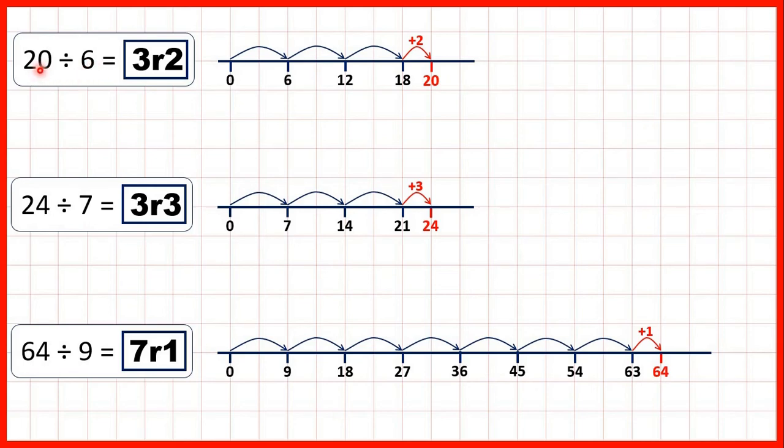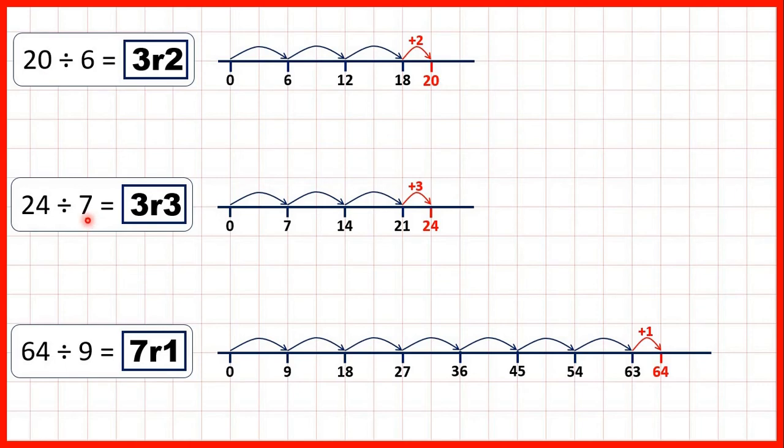Well, that's 18, and 3 times 6 is 18, so we know that 3 will be before the remainder in our answer. But 3 times 6 is 18, and we were dividing 20. So from 18, we need 2 more to get to 20, and that's why our remainder is 2.